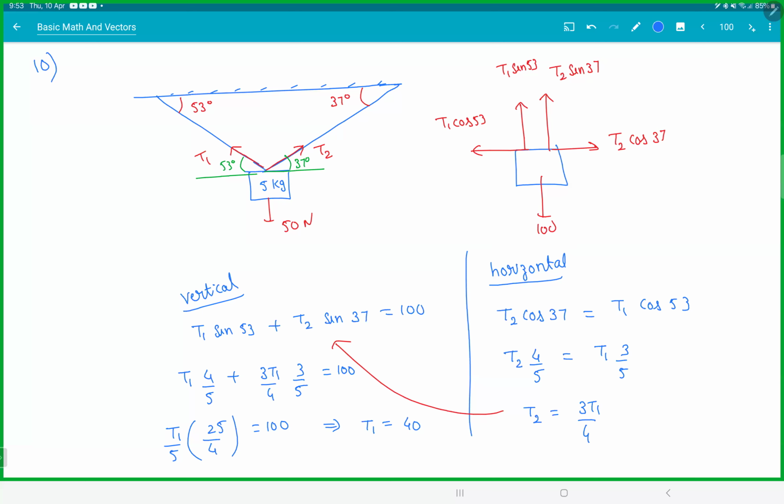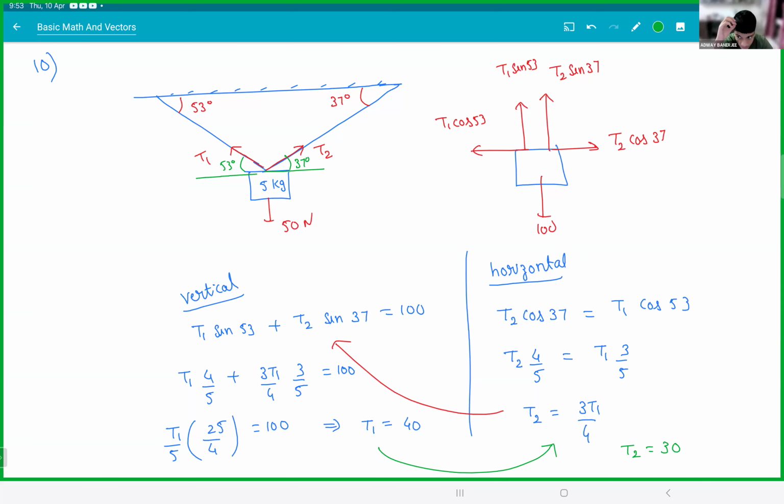Once you got T1, take it and put it back again in this. So we will get T2 is 30. Please check your steps. If you got the equations, then if you didn't get the answer, you must have messed up the calculations. Right. Everyone got the steps.